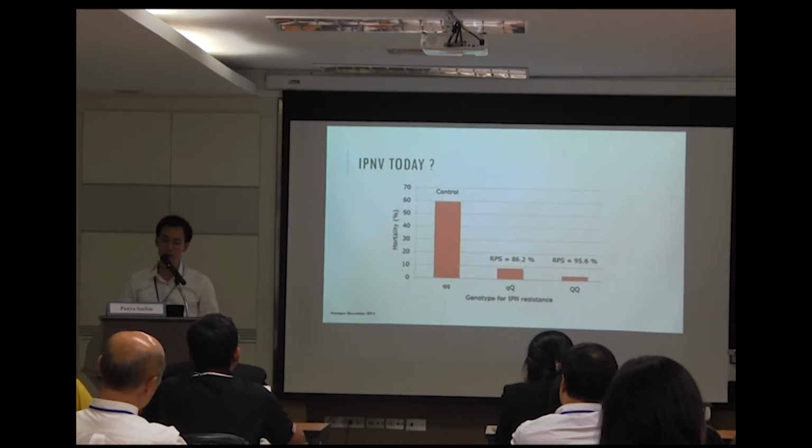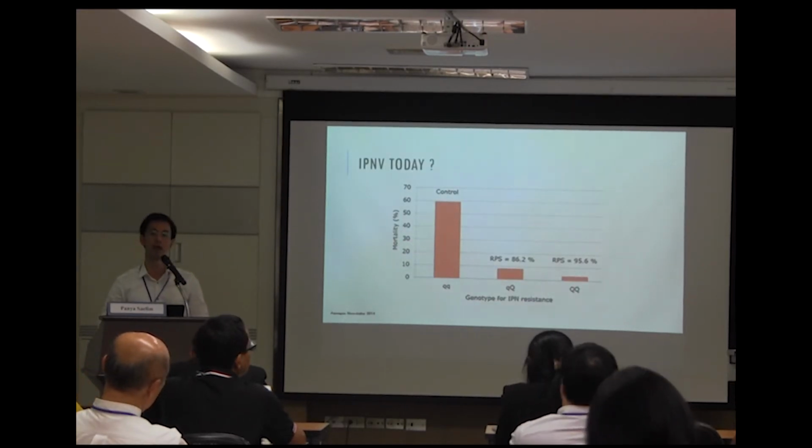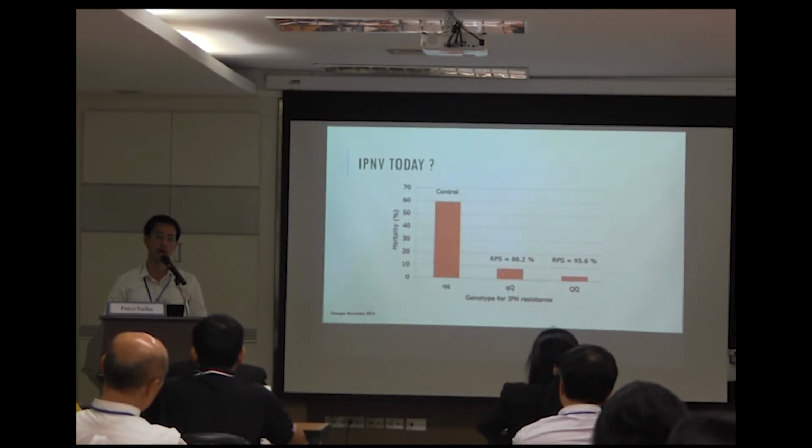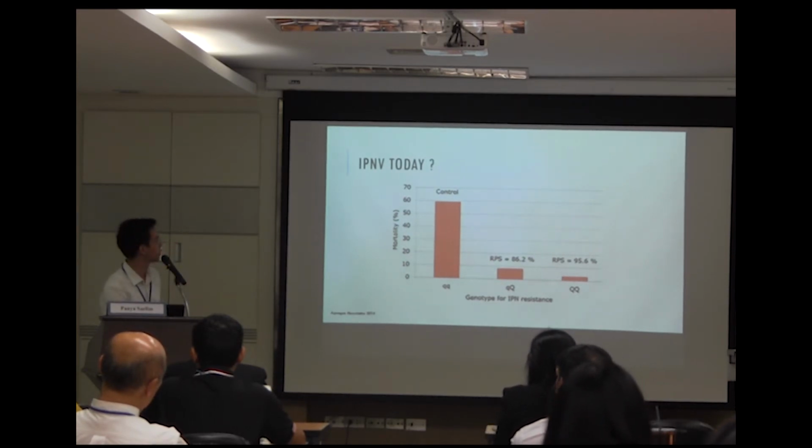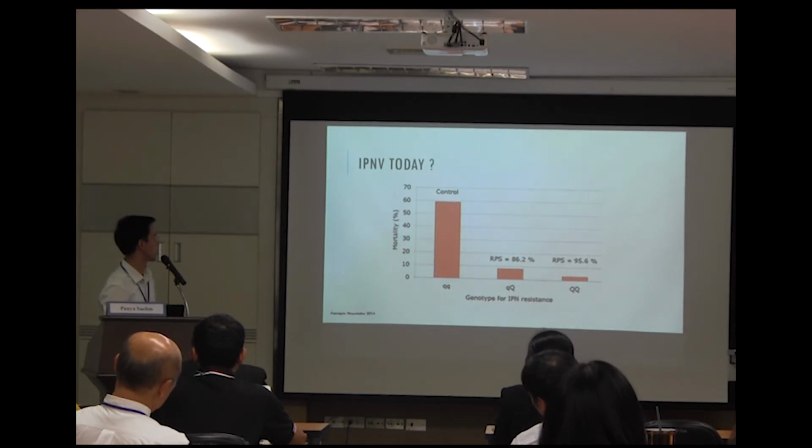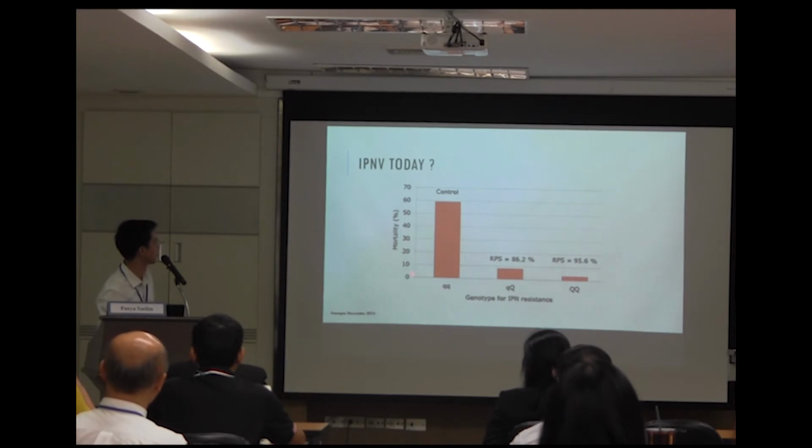So today, IPN is not that problematic anymore. They can easily improve resistance to IPN in just a few generations. By selecting the big Q, or the heterozygous small q and big Q, you already reduce the mortality of IPN. I think it's really clear here, compared to if you don't do selection.